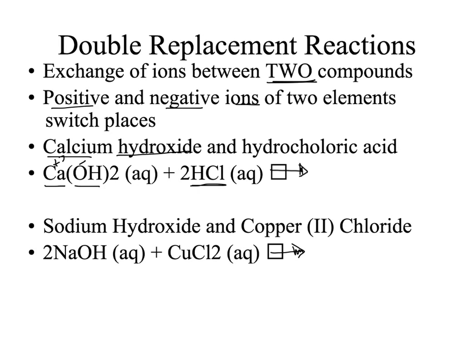Calcium has a positive 2 charge to it. Hydroxide has a negative charge. So a properly balanced compound is going to be Ca(OH)2, and I need 2 hydroxides to balance with that.